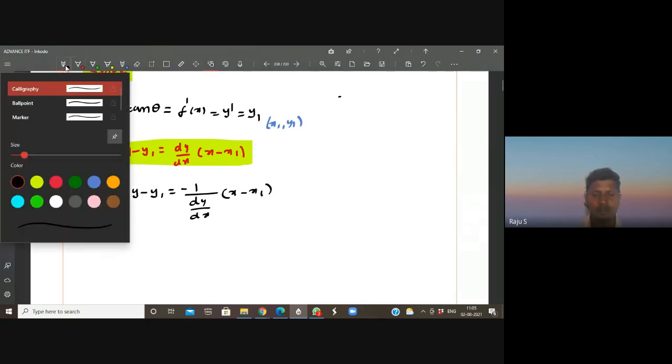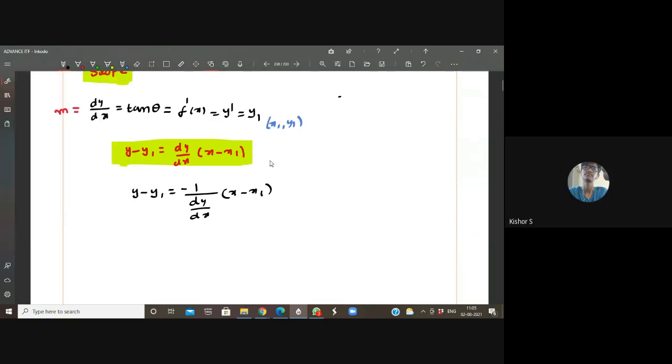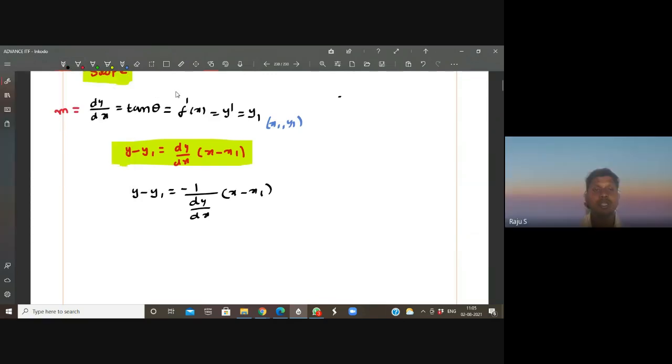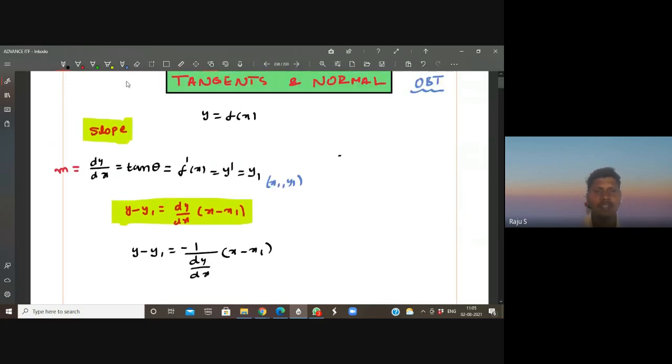Could you repeat the equation of slope? So for example, if I take the equation of the curve y is equal to f of x, right, Kishore? So the tangent is drawn to the curve y is equal to f of x at any point. I'm taking the point on the curve, this is P of x1 comma y1. Yes or no?